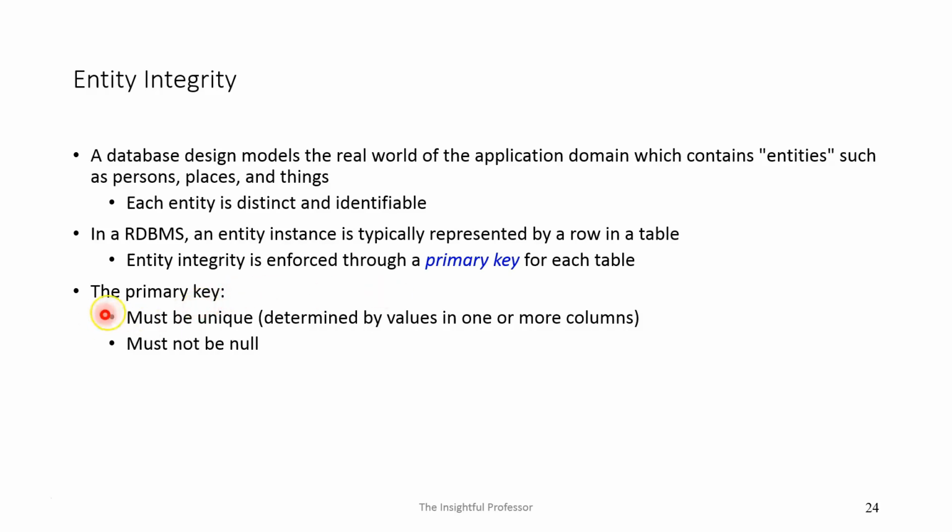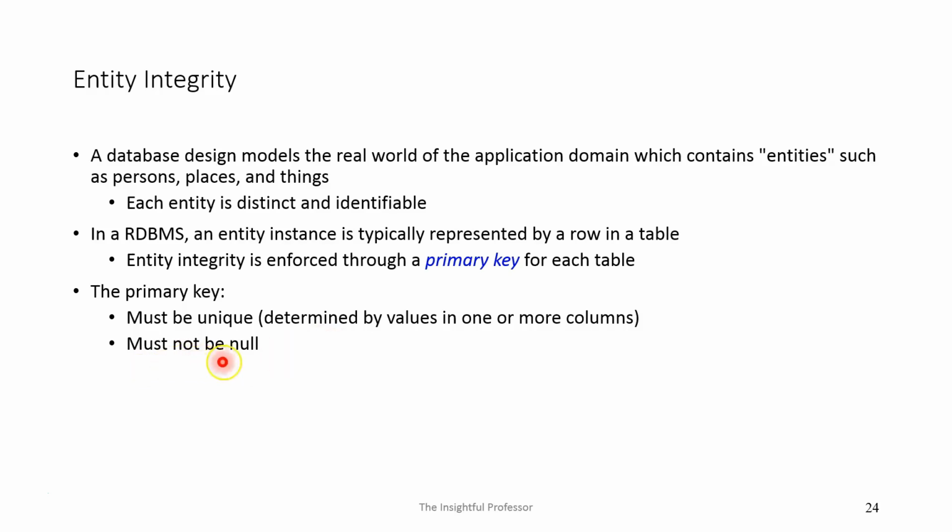Now, a primary key has two very important characteristics. One of them is it must be unique. So the value or values in the column or columns that are designated as the primary key must be unique. They must be guaranteed to identify exactly one row, no more than one row. That's the concept of uniqueness.